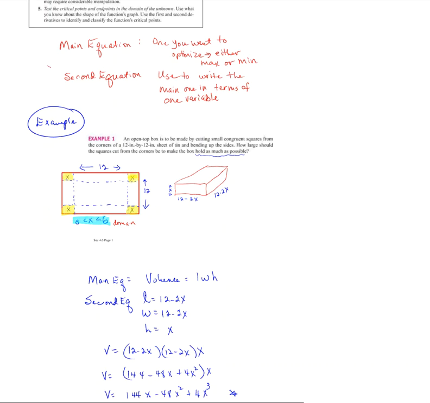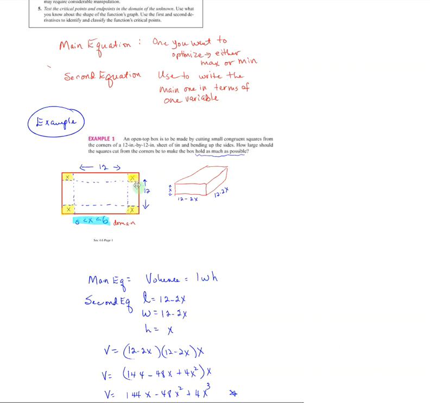In this example, an open top box is to be made by cutting small congruent squares from the corners of a 12 by 12 sheet of tin and bending up the sides. How large should those squares be cut from the corners to make the box hold as much as possible? So, what are we looking for? We're looking for the volume. We want it to hold as much as we can.